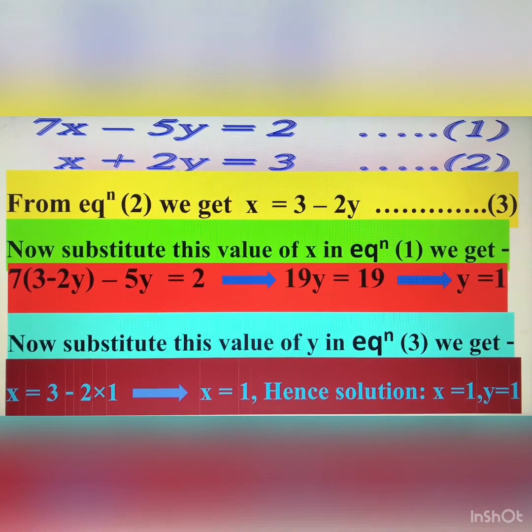So dear, this is the substitution method. Clear? What is the method? You will select any one equation out of these two and find the value of any one variable. Like in this question, we have to find the value of x. So this is 3 minus 2y. Now the value of x we will substitute in the first equation in this place. Then we will get the value of y. Now when we get the value of y, then we put it in equation number 3. Finally, we will get the value of x. Therefore, we get both values easily. So this is the solution of this system.